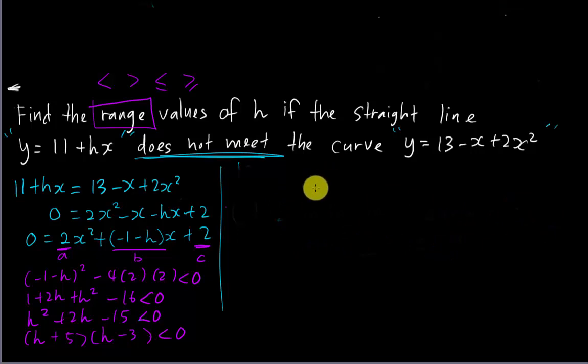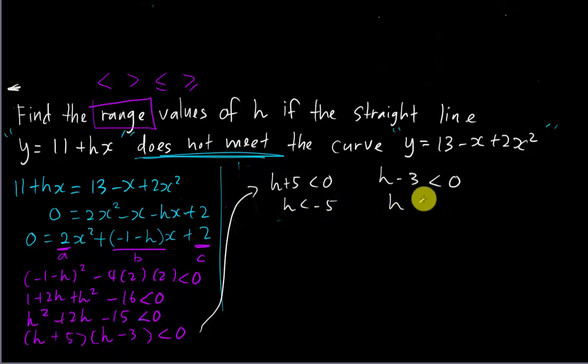Whenever you have a quadratic and an inequality together, what you need to pay attention to is that a lot of students make a common mistake. The student always solves like this. They will say h plus 5 is less than 0, and h minus 3 is less than 0. And then they will say h is less than negative 5 and h is less than 3. It sounds correct, but for a quadratic inequality, you cannot solve like this.